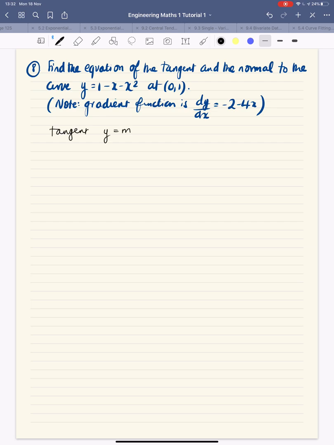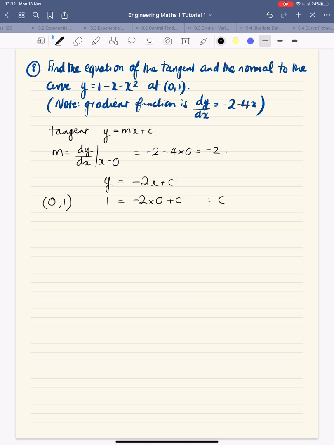is y equals mx plus c. m is dy by dx evaluated at x is 0, which is minus 2 minus 4 times 0, which is minus 2. So y is minus 2x plus c. And then we substitute x is 0, y is 1. So 1 is minus 2 times 0 plus c. So therefore c is 1. And y is minus 2x plus 1. That's the tangent.